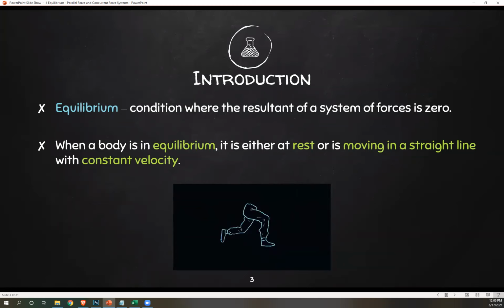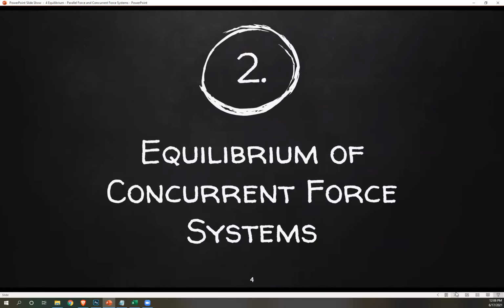Okay? So when a body is in equilibrium, it is either at rest or is moving in a straight line with constant velocity. These two are the situations wherein your body is in equilibrium: at rest or constant velocity. So let's start with equilibrium of concurrent force systems.